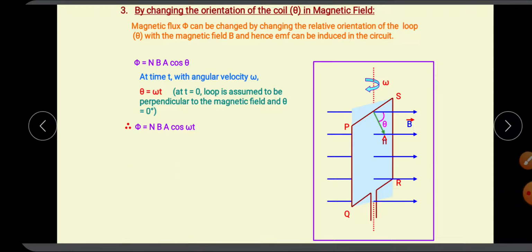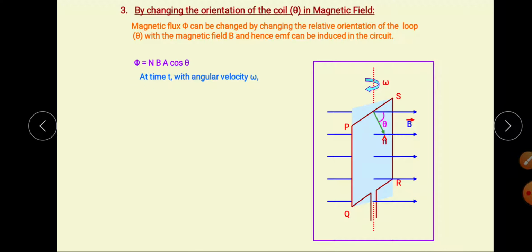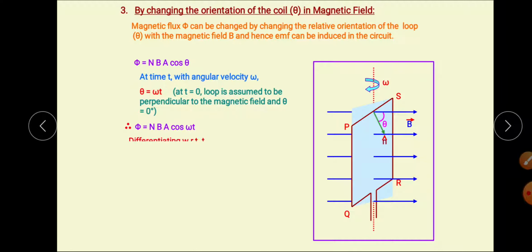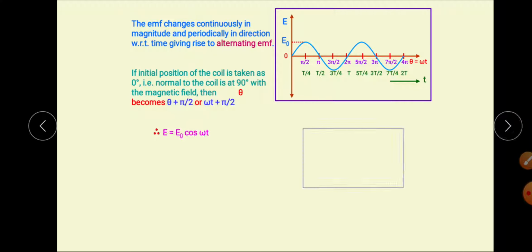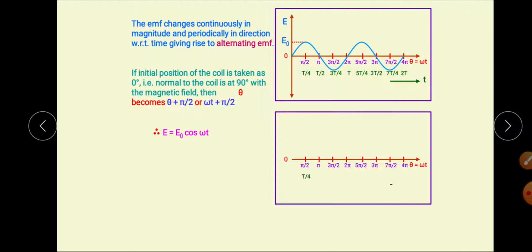In this situation, if theta is taken as 0 degree, then the expression for EMF, NBA omega, will be E naught sin omega t, and if theta is 90 degrees, then the expression of EMF will be E naught cos omega t, and the variation will be according to cosine. Like this.